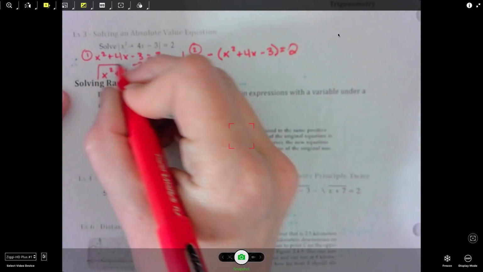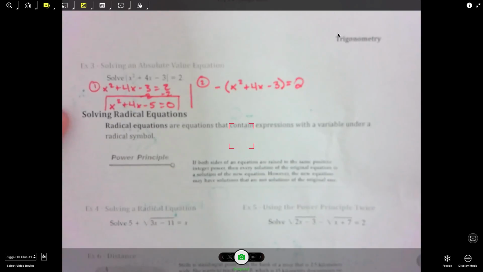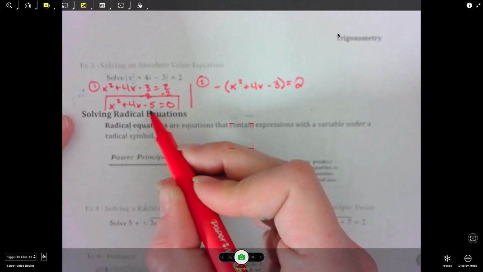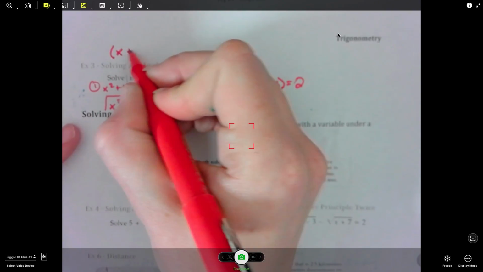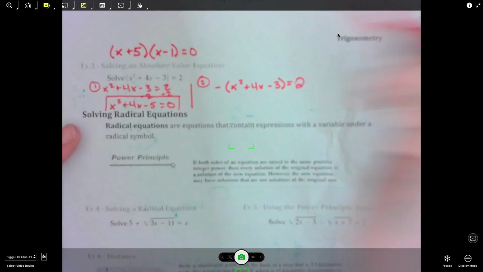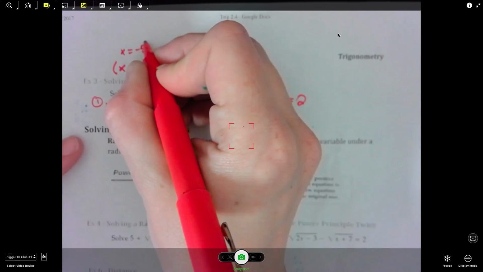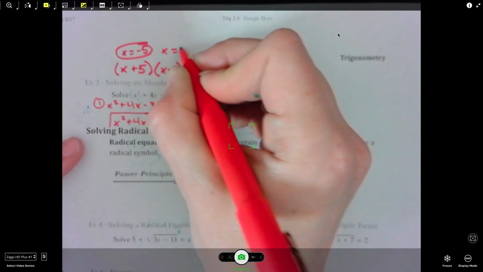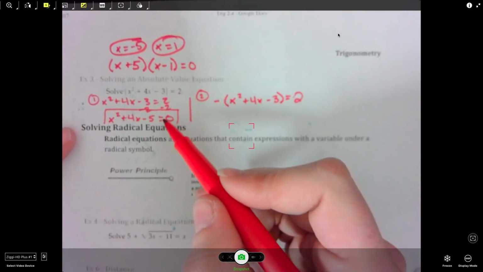And this one actually comes out really nice because I can factor it by asking, what can I multiply together to give me negative 5, and when I add them, give me 4? It will come out as x plus 5 and x minus 1 equals 0, which means that my answers are negative 5 and positive 1. And that's what I get for the positive side, case 1.